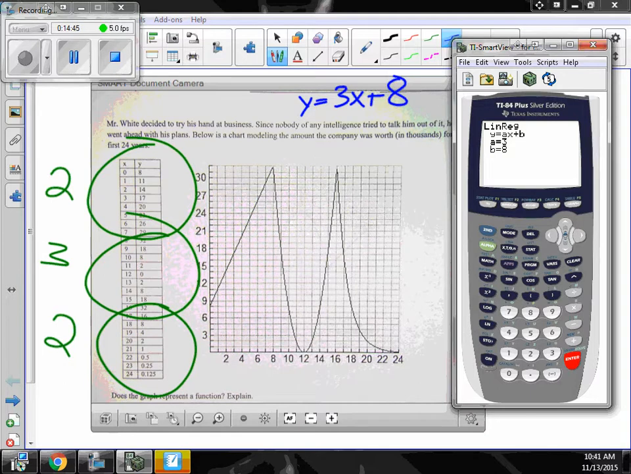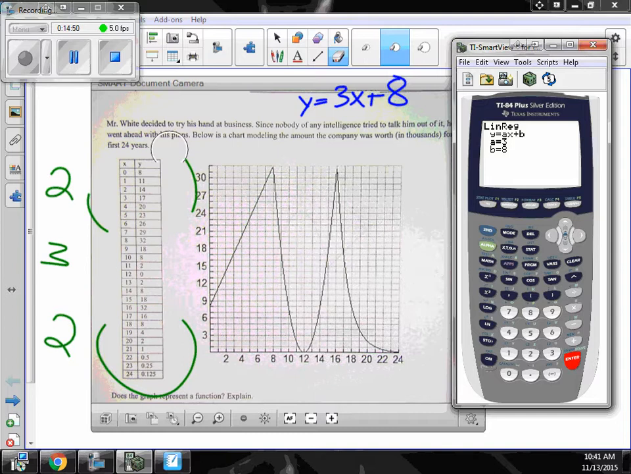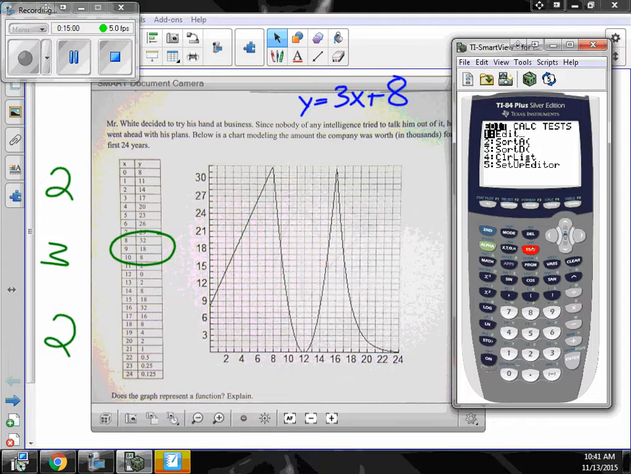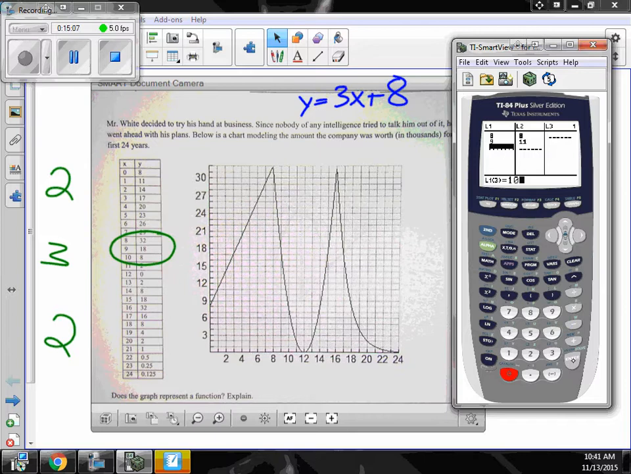Okay, now let's find the quadratic equation. So go back into stat, edit, and this time we're going to use the first 3 points of the quadratic. So stat edit, and my x's will be 8 and 9 and 10. And then my y values are going to be 32, 18, and 8.